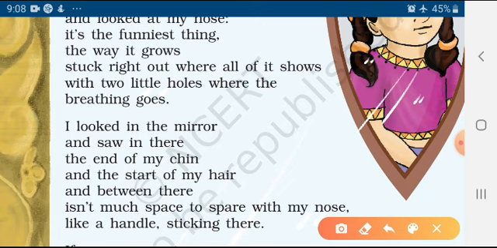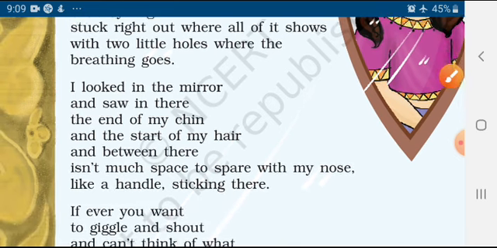So now the second stanza of the poem is: I looked in the mirror and saw in there the end of my chin and the start of my hair, and between there isn't much space to spare, with my nose like a handle sticking there. Again we are going to read this. So again we are going to practice reading.